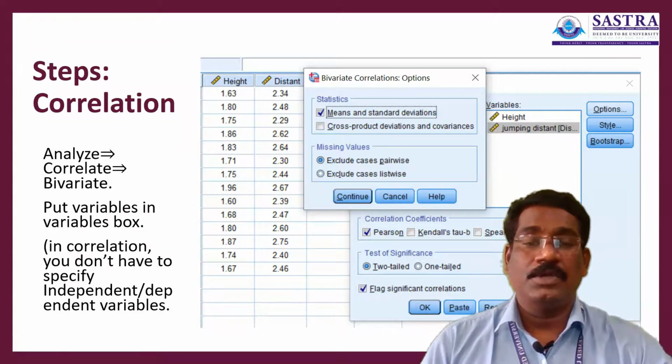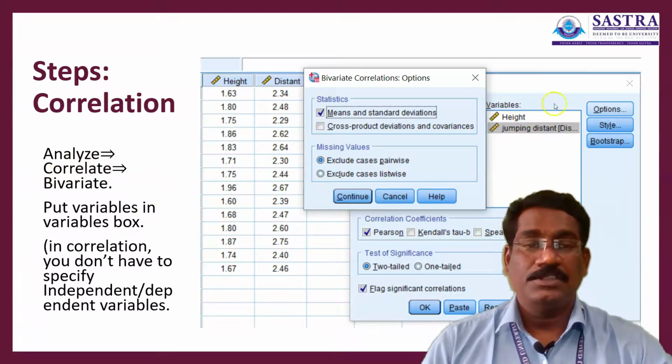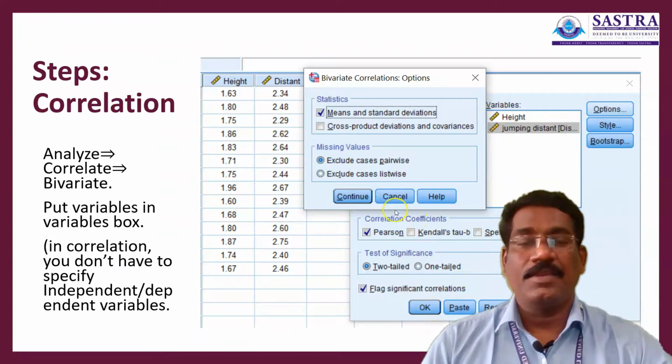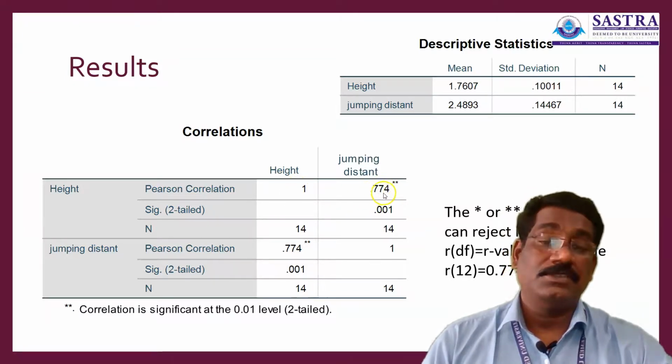When you go to SPSS, you should go to Analyze, Correlate, and Pearson correlation will come up. So you can see Analyze, Correlate, and there is Bivariate correlations. Put those variables in this box here, and just click OK, and you will find the output like this. You can see here there is no negative sign. The R value is 0.774.